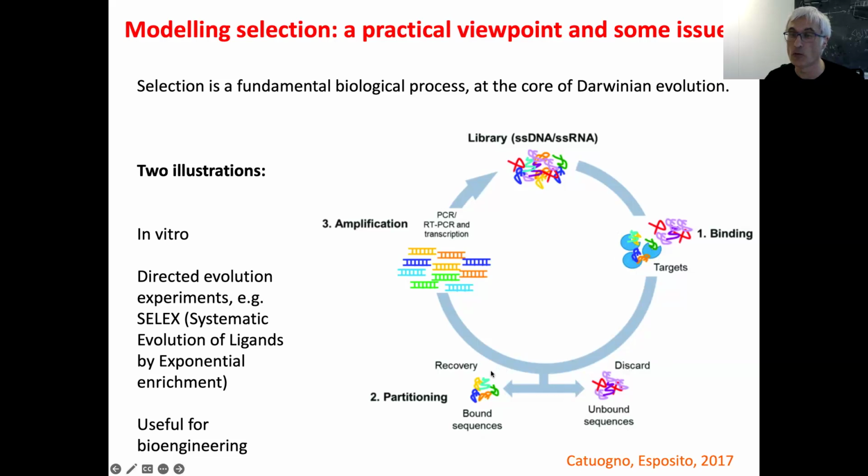You get only the bound ones, which you can release and amplify with some molecular biology techniques with an enzyme. So you get more of the good ones, and you just repeat this process. By doing that, you are selecting the good ones, and after a few rounds, you get very good binders. This has a lot of applications in bioengineering and biomedicine, to invent new molecules for therapeutic applications.